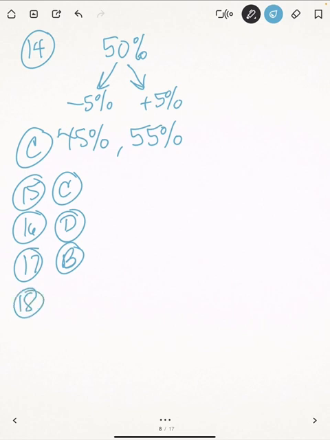18. It says pH measures the acidity of a substance and is described by the equation pH equals negative log H plus, where H plus is the concentration of hydrogen ions. A solution has an H plus concentration of 1 times 10 to the negative 2.